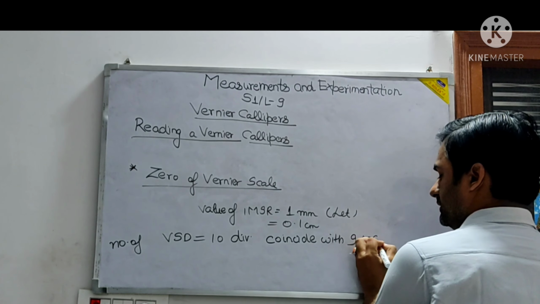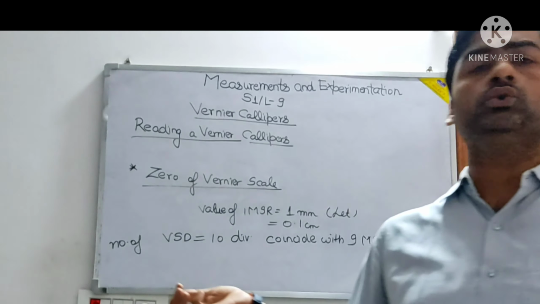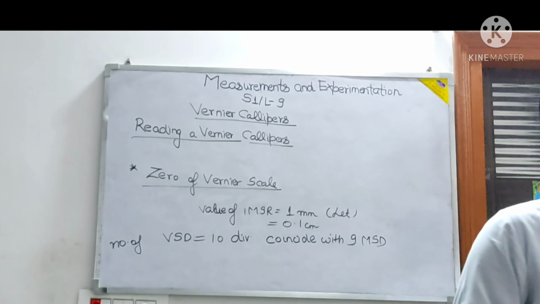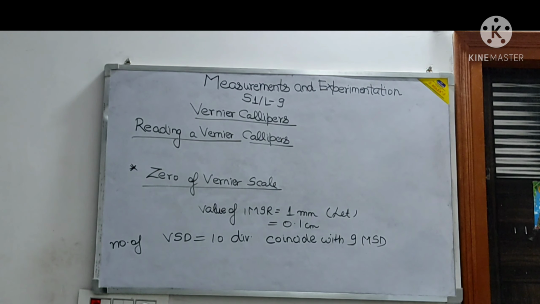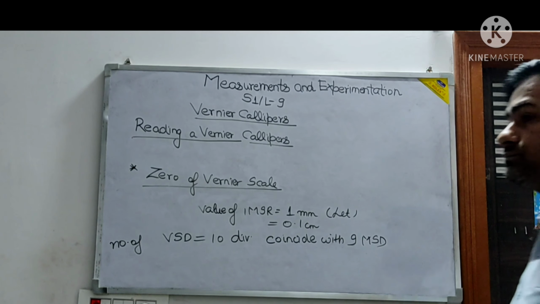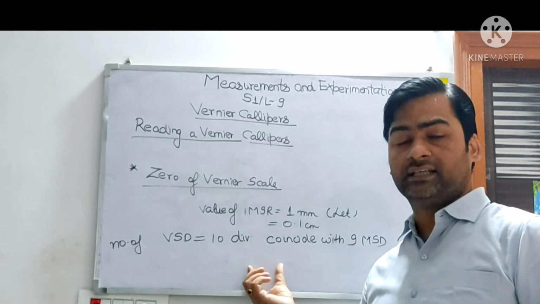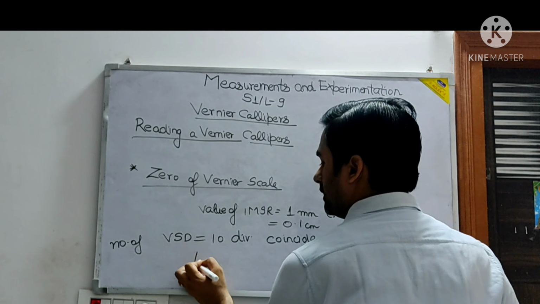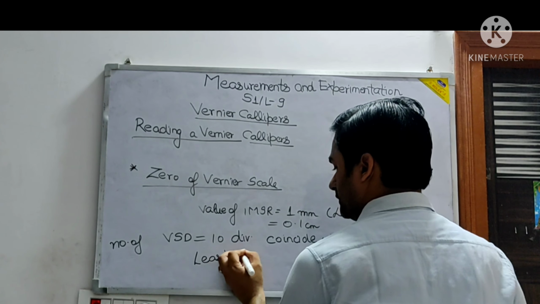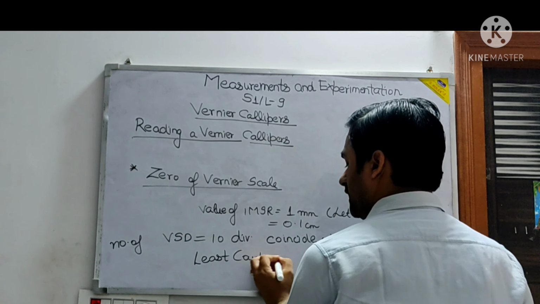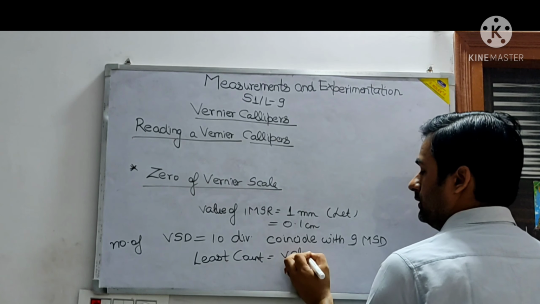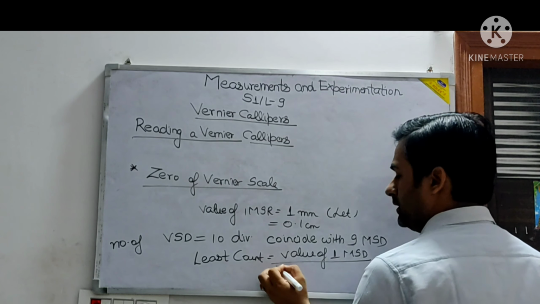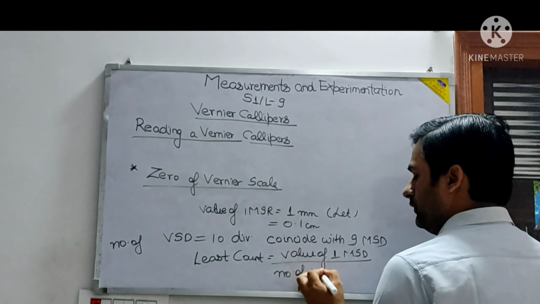9 main scale divisions. In fact, when I told you, that was the principle of vernier calipers also: 10 VSD equal to 9 MSD, or n VSD equal to n minus 1 MSD. That is why we give the least count value as the value of one main scale division upon the number of VSDs. That only we will do here also. So first of all, we will determine the least count, which is the value of one main scale division upon the number of VSD.